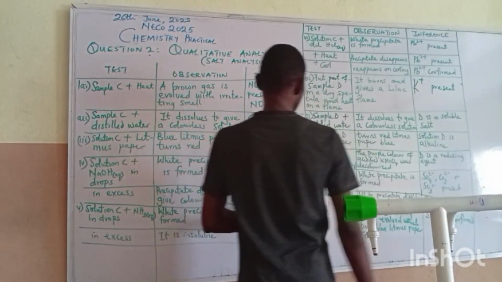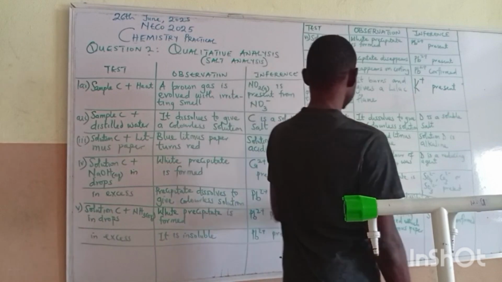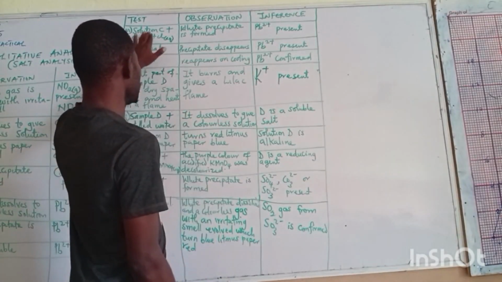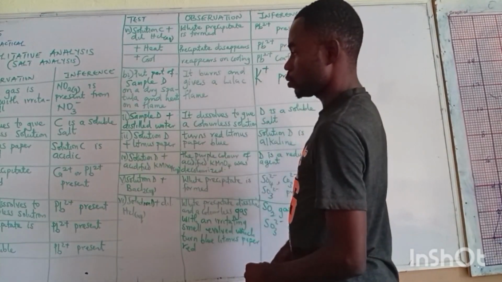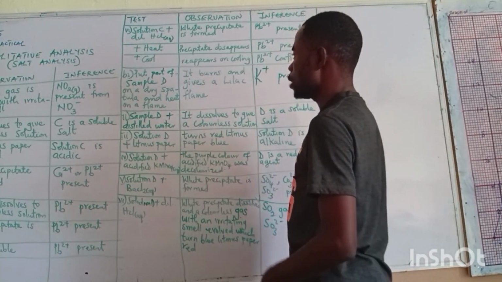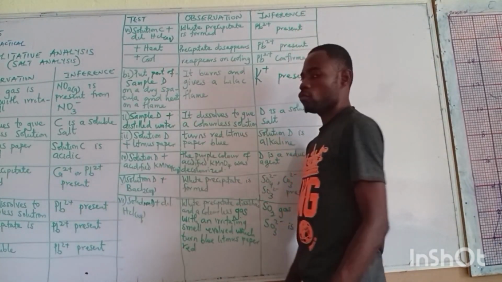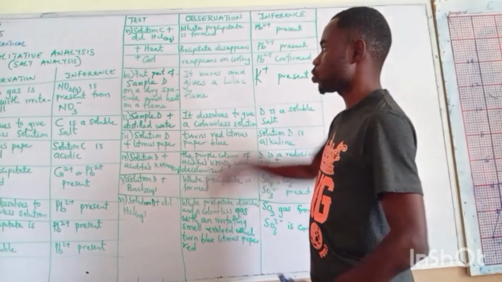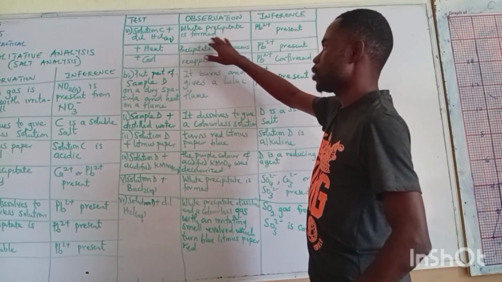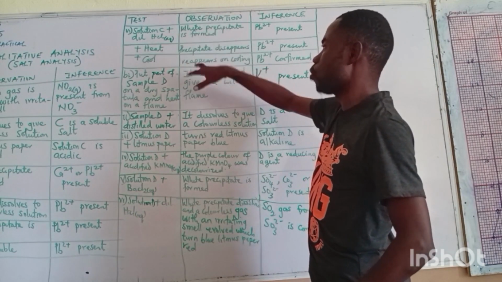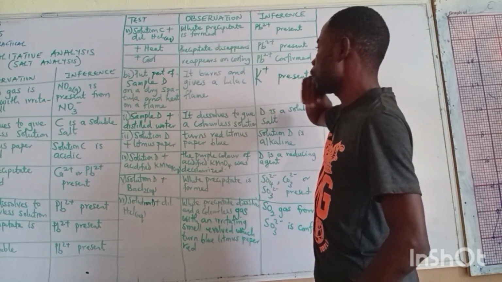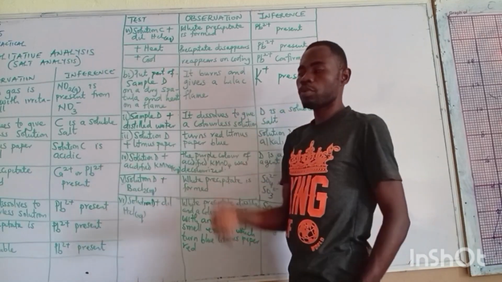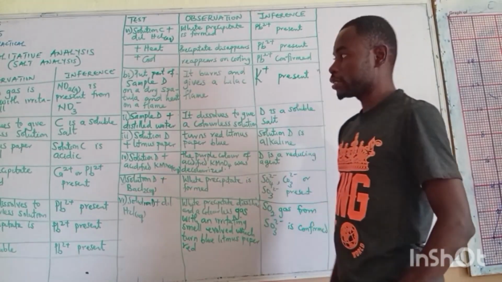Now we want to move to number 6, solution C plus dilute hydrochloric acid. What we saw when we carried it out was that a white precipitate is formed. That's why I'm saying white precipitate is formed. From there, our inference was that the Pb2+ ion is present.